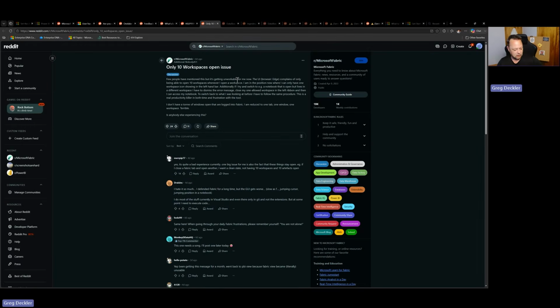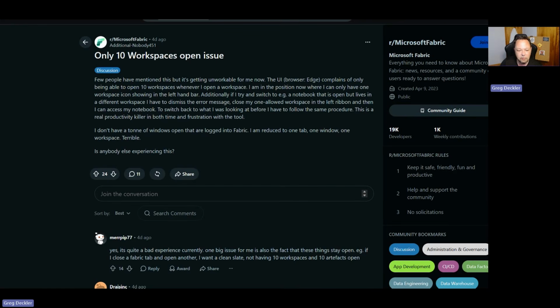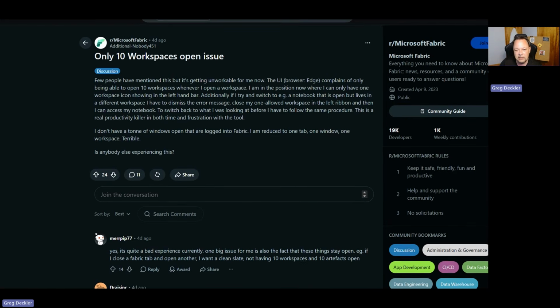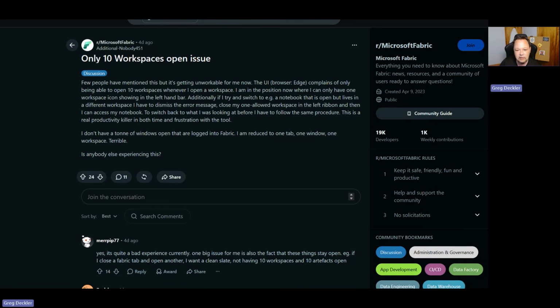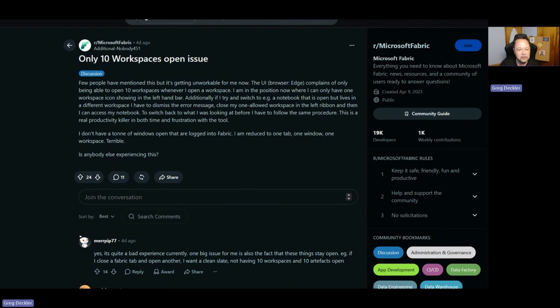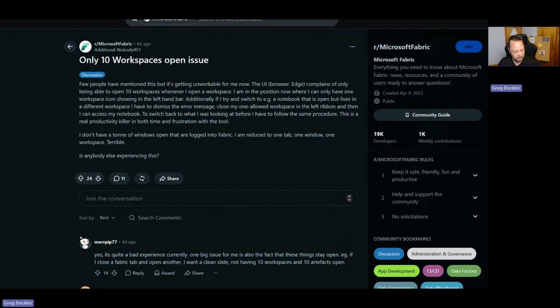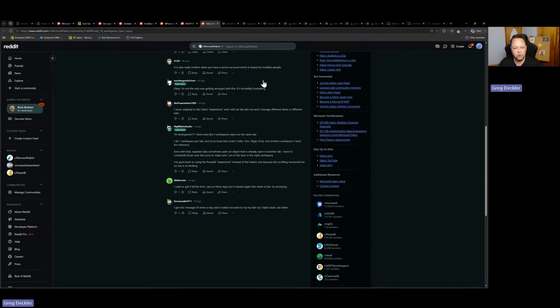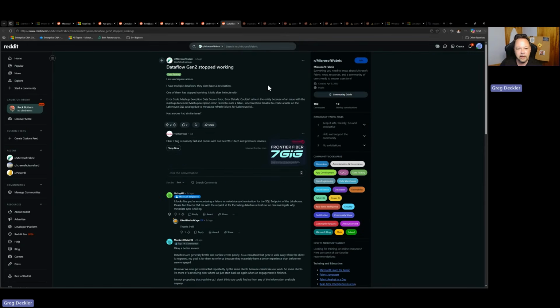Only 10 workspace open issues. So this one's interesting. Apparently in the UI, it's a bug or something where it's complaining consistently all the time about it can only open 10 workspaces. This guy only has one allowed workspace he's able to have. And anytime he opens a notebook and stuff, it complains about this. And anyway, there's a whole long discussion about it and lots of people chiming in. Yep, problem. I can't imagine having to work in this product every day.